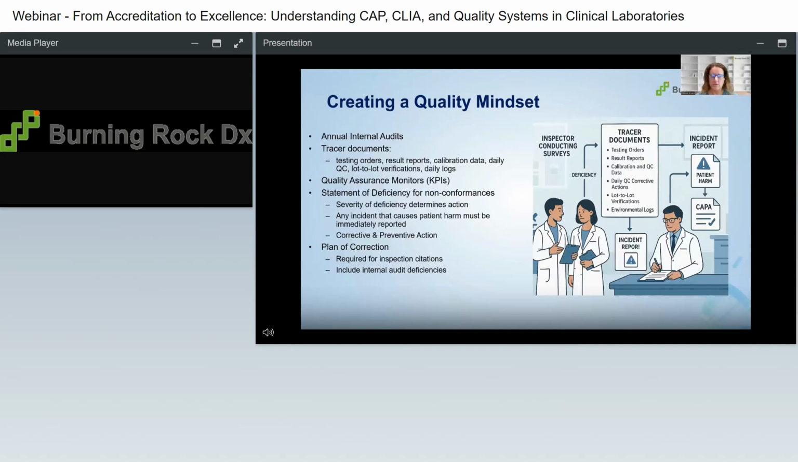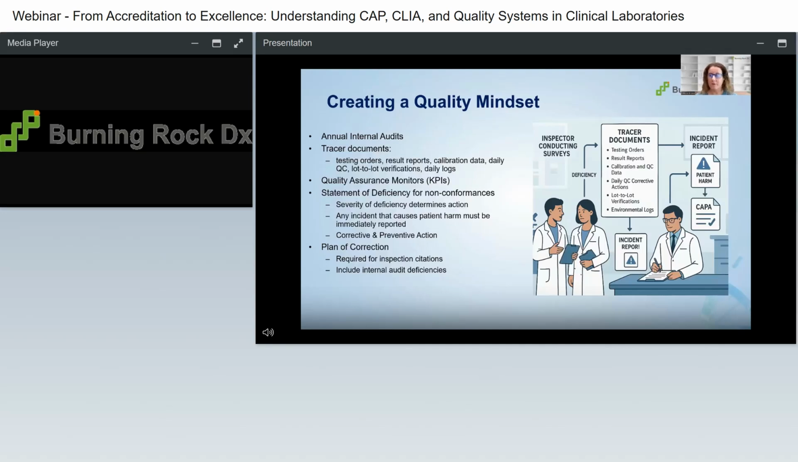The next is anytime that there is a non-conforming event, be it an equipment malfunction, a sample that doesn't meet the needs or fails one of the steps of QC, that we're documenting it. So this documentation is especially important to have. If there is any incident that causes patient harm or has the potential to cause patient harm, it needs to be reported immediately. And so the severity of the deficiency will determine the action. So we need to instill in our laboratory staff that all of these things need to be recorded. And then quality and the laboratory director can decide what the next steps will be, whether a CAPA needs to be opened or there needs to be some reporting to the local agencies.